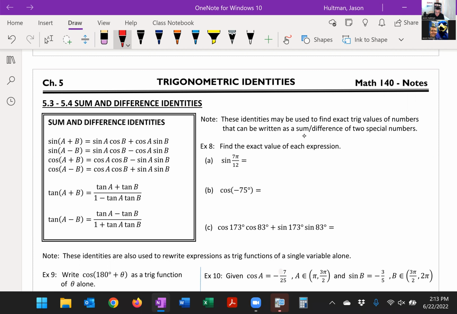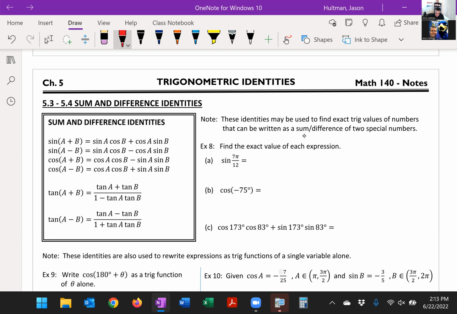So the sine of a plus b is equal to the sine of a times cosine b plus the cosine a sine b. Sine of a minus b is equal to the sine of a cosine b minus cosine a sine b. The cosine of a plus b is the cosine a cosine b minus sine a sine b. Cosine a minus b is equal to cosine a cosine b plus sine a sine b.